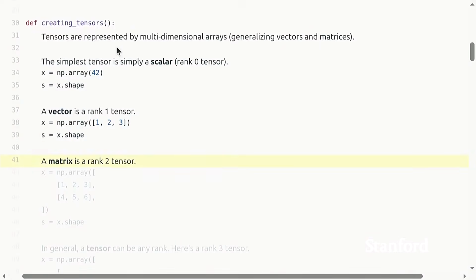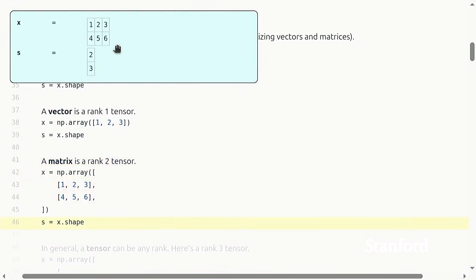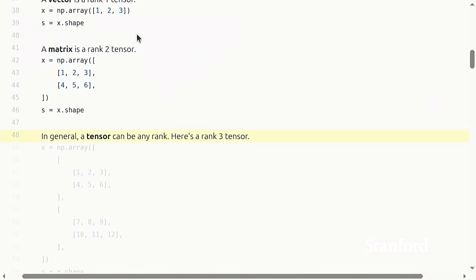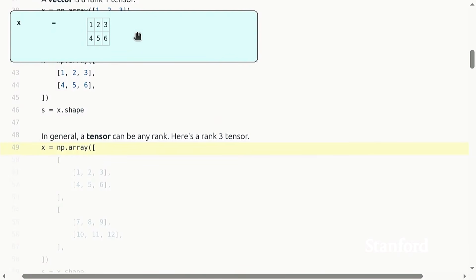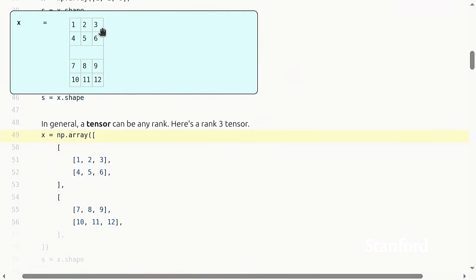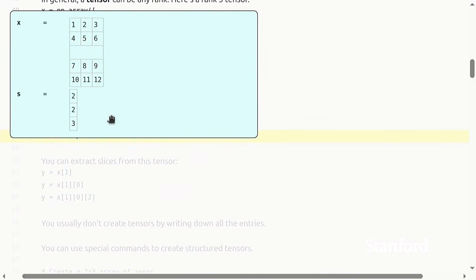A matrix is a rank 2 tensor. So you have this matrix, and its shape, it's a 2 by 3 matrix. Okay. And then finally, a tensor can be any rank. So here is a rank 3 tensor. So this has 3 dimensions. The first dimension, there's 2 parts. The second dimension, there's also 2, and the third dimension, there's 3. Okay.